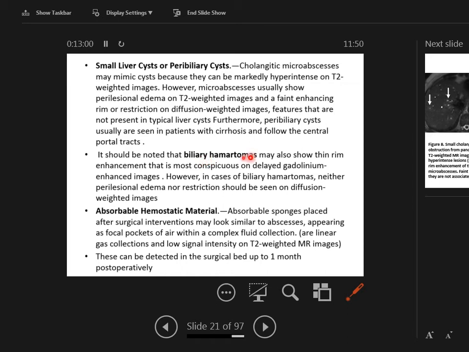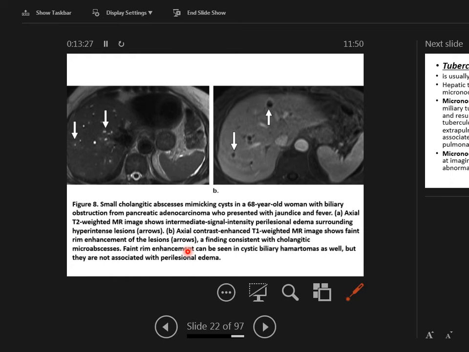Another one is biliary hamartomas, which will show thin rim enhancement on delayed gadolinium images. However, in case of biliary hamartoma, neither perilesional edema nor restricted diffusion will be seen. And the absorbable hemostatic material, we mentioned it before, you may see gas inside it, a complex fluid collection. It's usually seen in surgery about 1 month earlier.